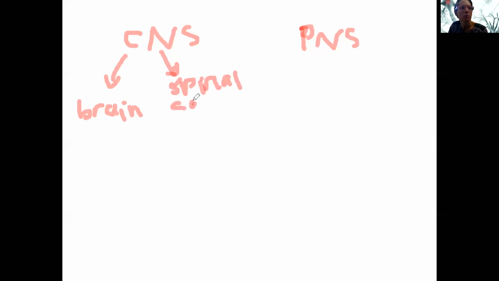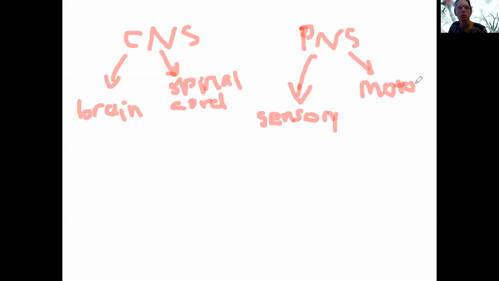And then the peripheral nervous system, we're going to get a bit more complicated. We're going to divide that into a sensory division and a motor division. So on the previous slide, that input signal telling your body about the painful stimulus, that was your sensory division, right? Sensory information coming in. Something's hot, something's cold, something's painful, something's pleasant. Sensory division. We've also got a motor division. That was that output signal that told the muscles to respond, told the muscles to move.